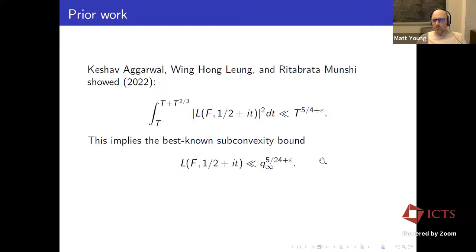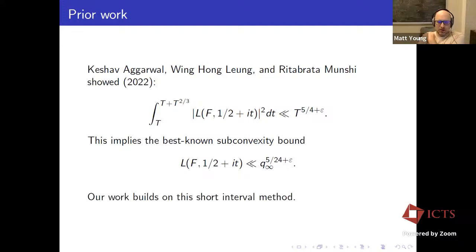Our work heavily builds on prior work on a closely related question by Keshav Agarwal, Wing Hong Leung, and Ritabrata Munshi. They showed a short interval bound. It's still the second moment, and the length of the interval is t to the 2/3, which is like Ivić's length. The bound that they got is t to the 5/4. This is a little harder to compare, because it's a short interval. If you drop all but one term in this problem, you get the conductor to the 5/24, and this is the best known subconvexity result for these L-functions in the t aspect.